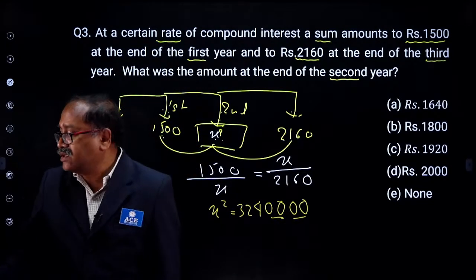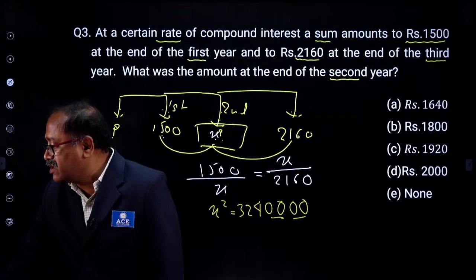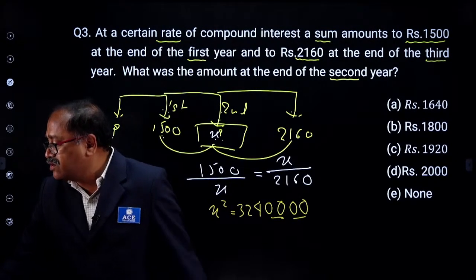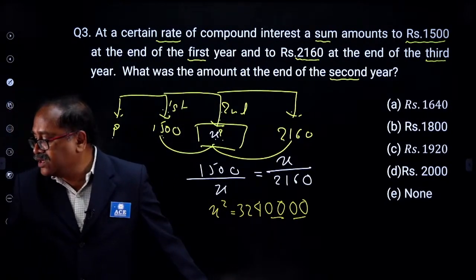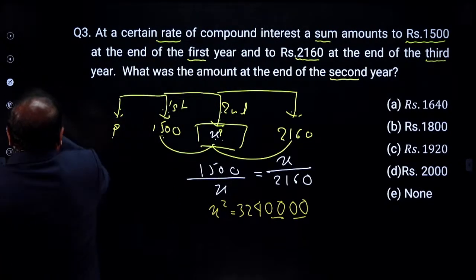So still you can answer the question, my young friends. Come on. Can anyone answer the question? If x square is equal to this value I get, what should be the x value?